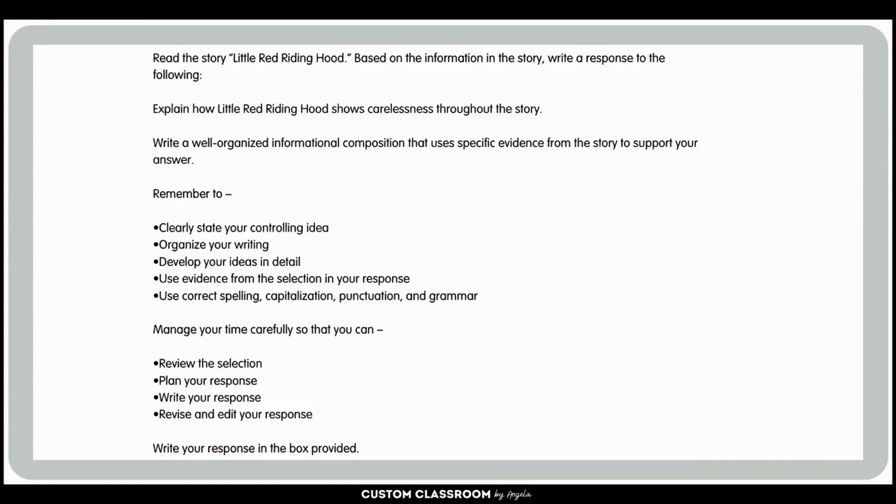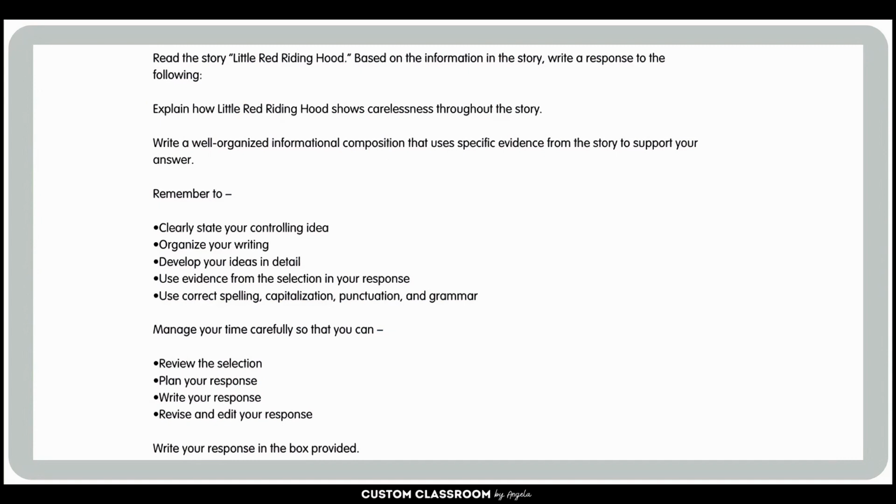The prompt reads, read the story Little Red Riding Hood. Based on the information in the story, write a response to the following. Explain how Little Red Riding Hood shows carelessness throughout the story. Write a well-organized informational composition that uses specific evidence from the story to support your answer. Remember to, and then it states all the things to include.